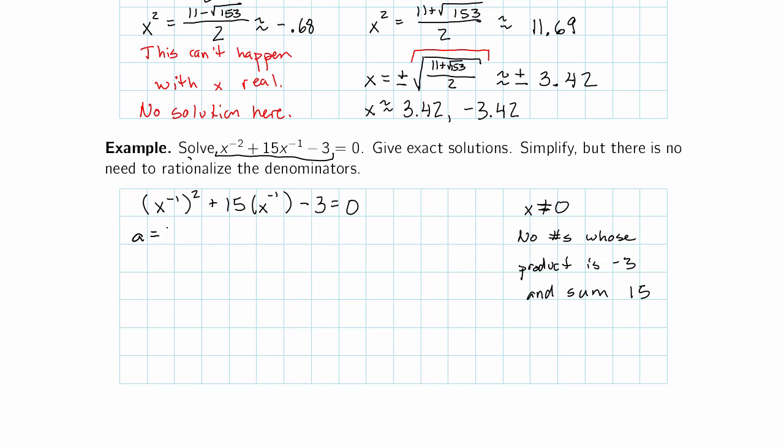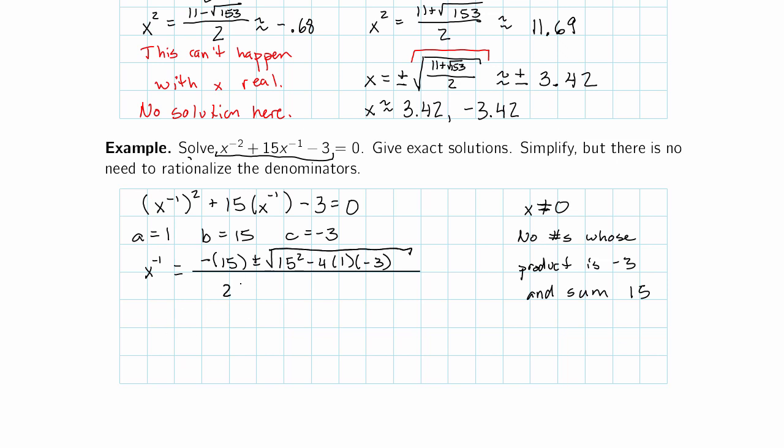But if we take our a is 1, b is 15, c is negative 3, again, choosing the quadratic formula because that middle term is odd, then we get x to the negative 1 is negative 15 plus or minus the square root of 15 squared minus 4 times 1 times negative 3 all over 2 times 1, which gives us negative 15 plus or minus the square root of 237 all over 2, which means x, the negative 1 power takes the reciprocal, and it's its own inverse, is 2 over negative 15 plus or minus the square root of 237.